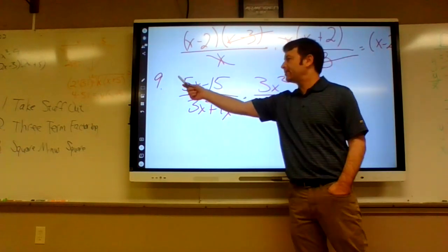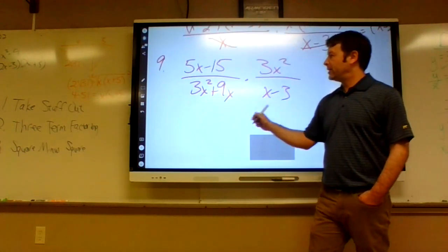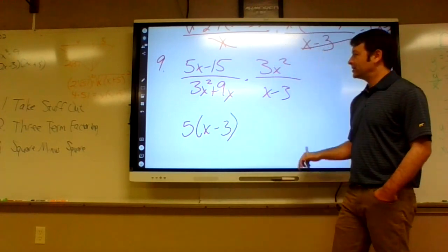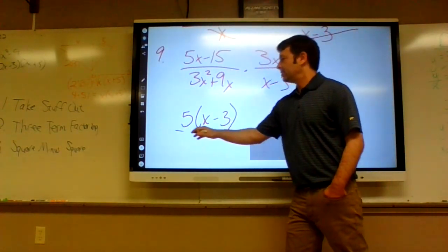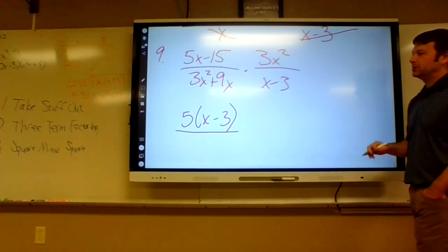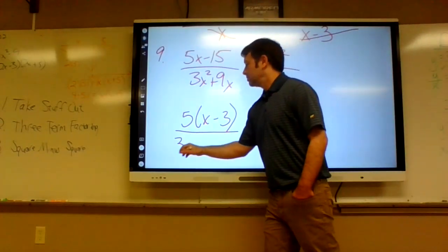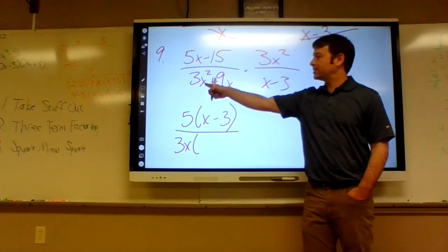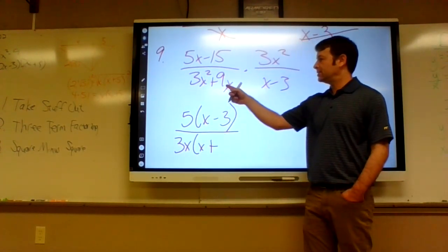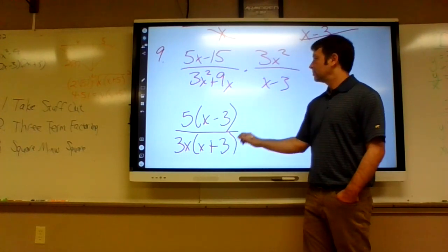What can I do to the top? Take out a 5. Divide both of those by 5, we get x minus 3. What can I do to the denominator over there? Take out a 3x. And if I divide that by 3x, I'm left with x. 9x divided by 3x is 3.